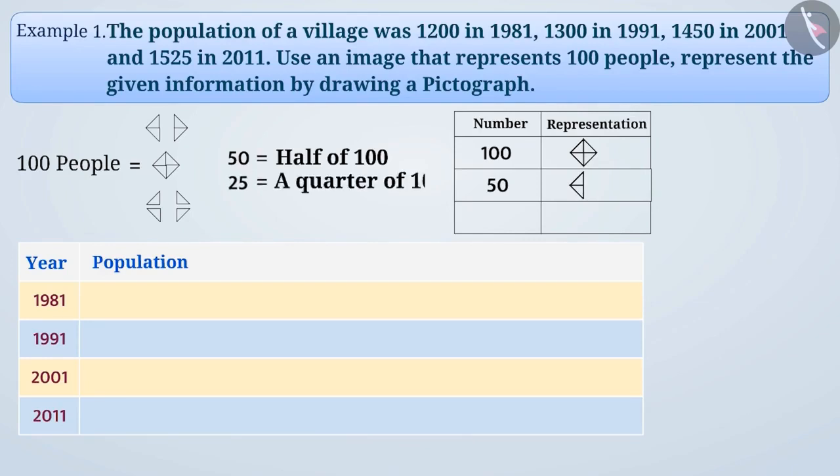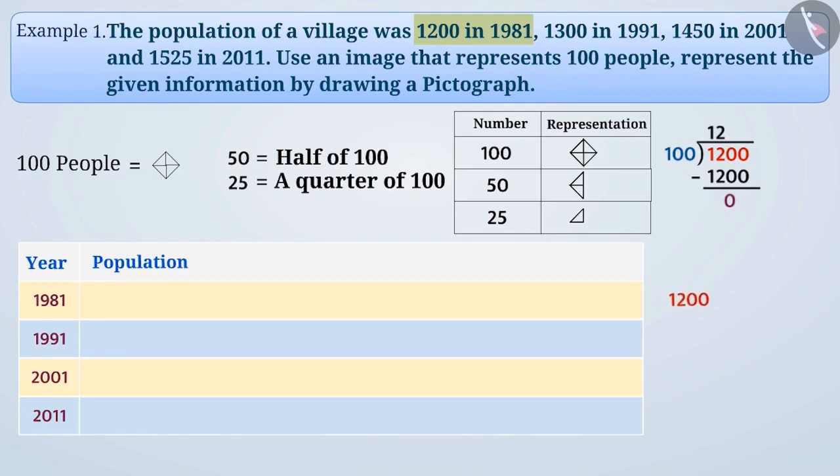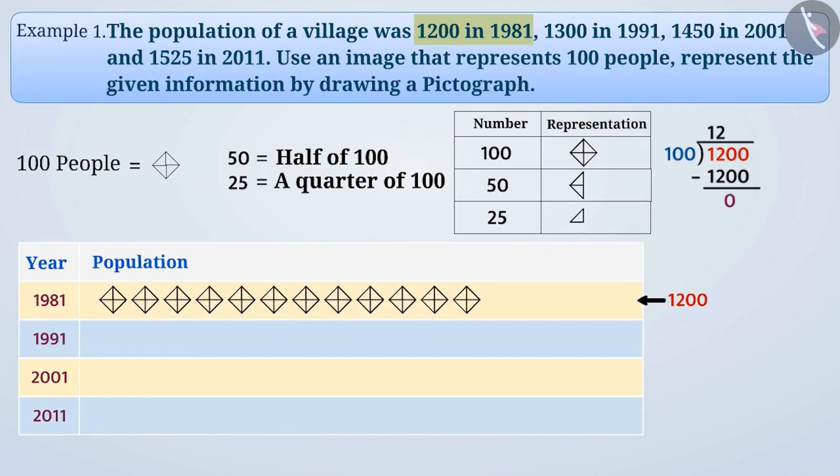Similarly, we will represent 25 as a quarter of 100. According to the initial information, in 1981, the population was 1,200. We have used this image to show the number of 100 people. Accordingly, here 1,200 divided by 100 is equal to 12 will be obtained, and remaining 0 will be the remainder. That is, 1,200 can be represented by making 12 such images.